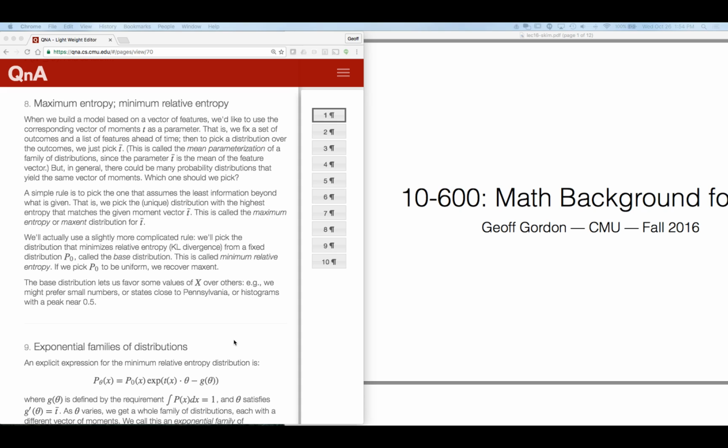Now, the problem is there could be lots of probability distributions that have the same mean, the same vector of moments. And so if we're going to do this, we have to decide on a rule for which one to pick.